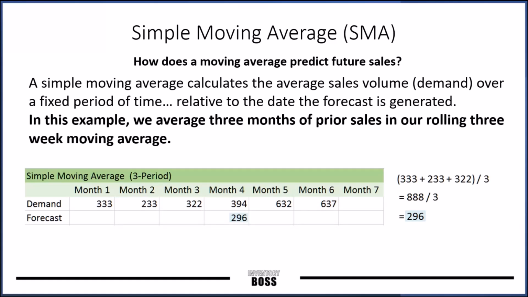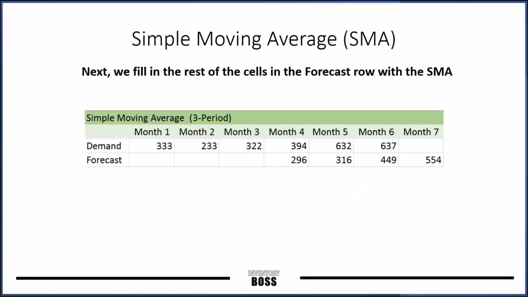Month 1, 2, and 3, these numbers should be familiar to you, is 333 plus 233 plus 322 divided by 3. Again, you know the numbers, 296 units. So we have forecasted for month 4, 296 units, and that's totally off because they did about 100 units more than that. But let's just stick with this for a minute. Next, we're going to fill in the rest of the sales in the forecast row with the simple moving average.